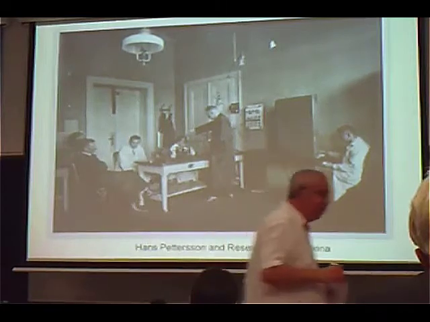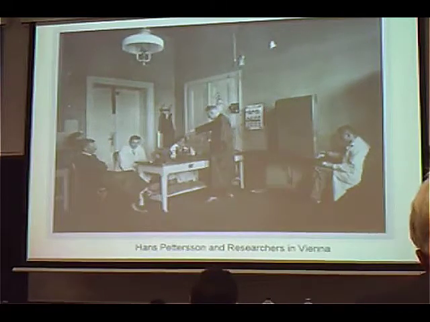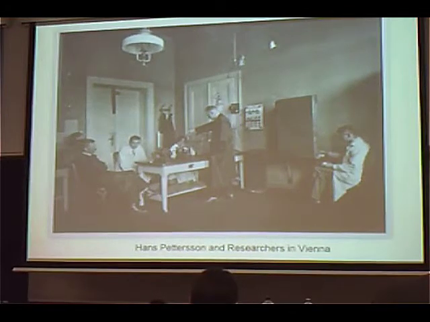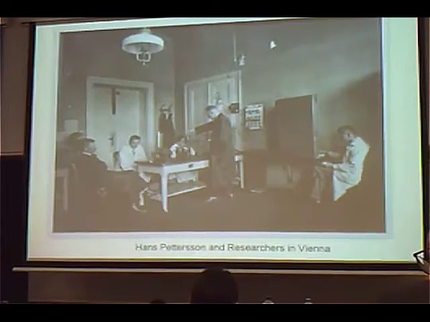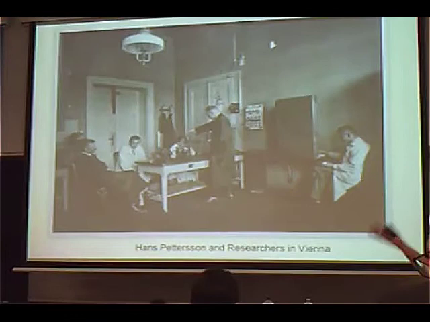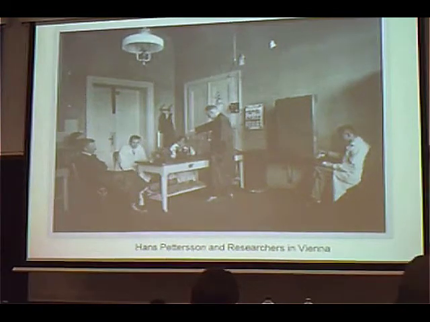From the Institute for Radiumforschung in Vienna, Hans Pettersson and his colleagues start to compete with the Cavendish Laboratory in these nuclear disintegration experiments. They come up with very different results. They deny what the Cavendish Laboratory is claiming. They claim things that can't be repeated in the Cavendish, and vice versa. Replication becomes a really crucial issue between Cambridge and Vienna in this period.